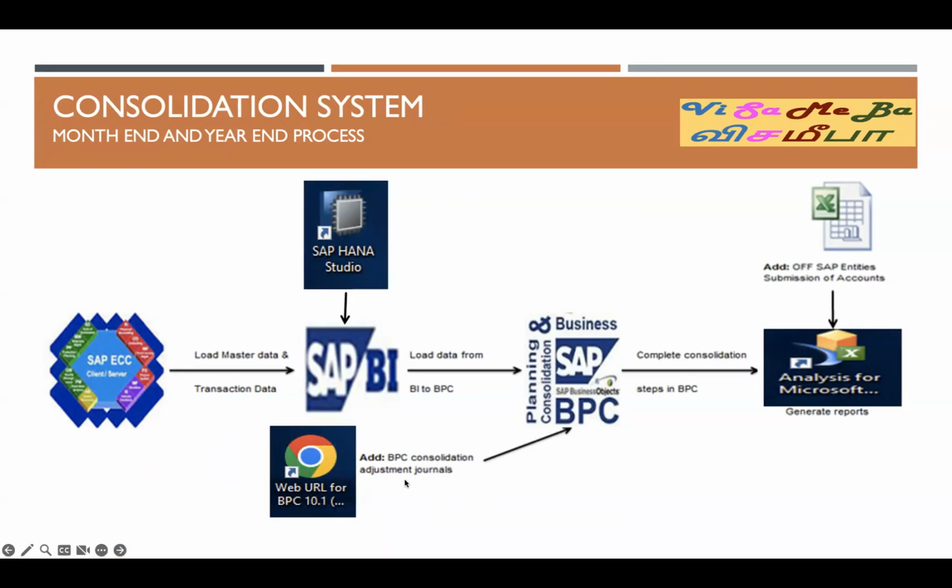Now, in SAP BPC, we have two components, which is the web client, which we access via the URL, and the analysis for Office, which we use to generate the input templates or the reports. All the other configuration is done at the SAP BI level or BW level. So creation of ADSOs or info objects, all this can be done at the HANA BW perspective.